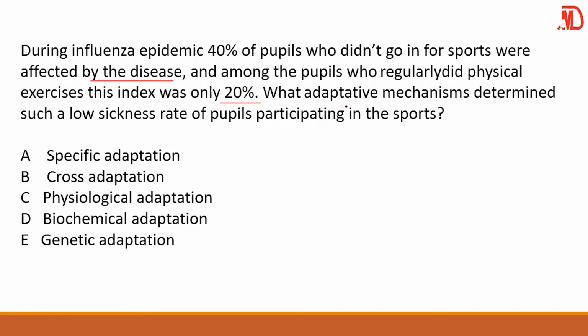However, that's not the question. The question is, what adaptive mechanism determined such a low sickness in people participating in sports? Why is it that for people who like sports, the incidence rate is low? That phenomenon, we call it cross adaptation. Cross adaptation is simply a temporary loss of sensitivity to a stimulus, especially an odor or a taste, following an exposure to a different stimulus.